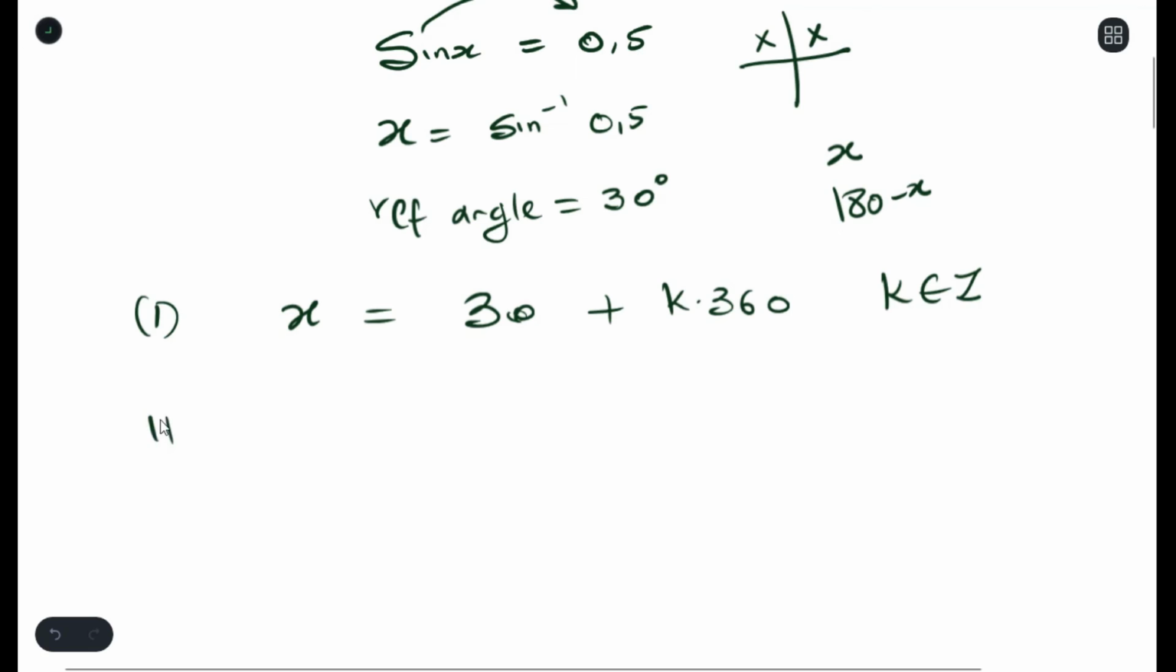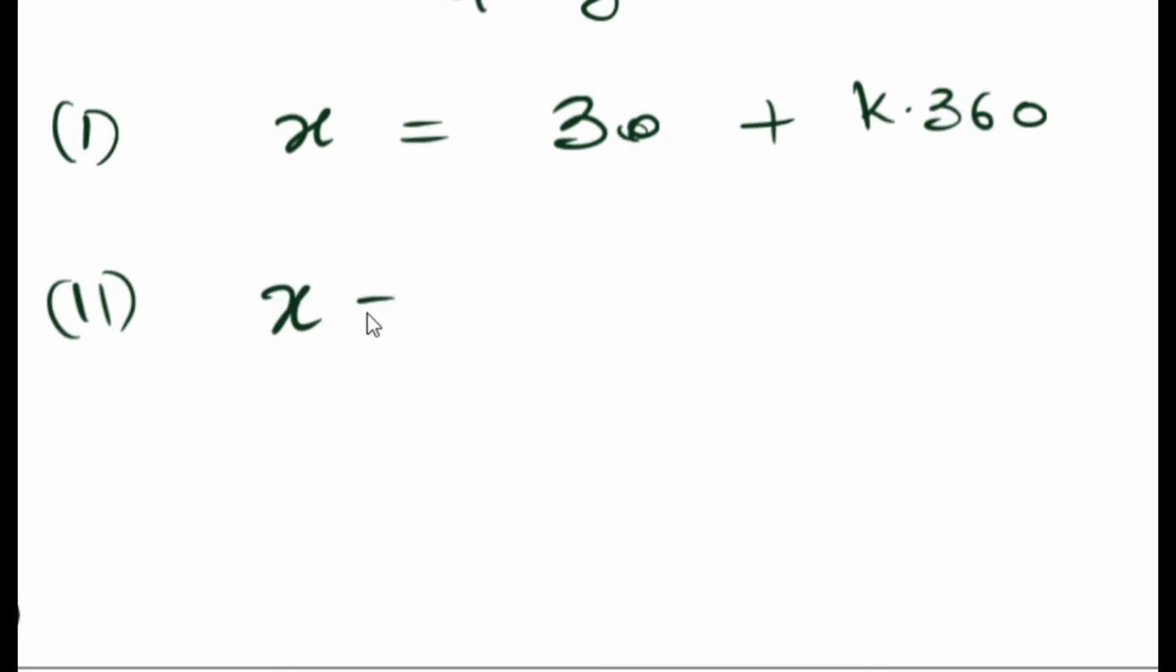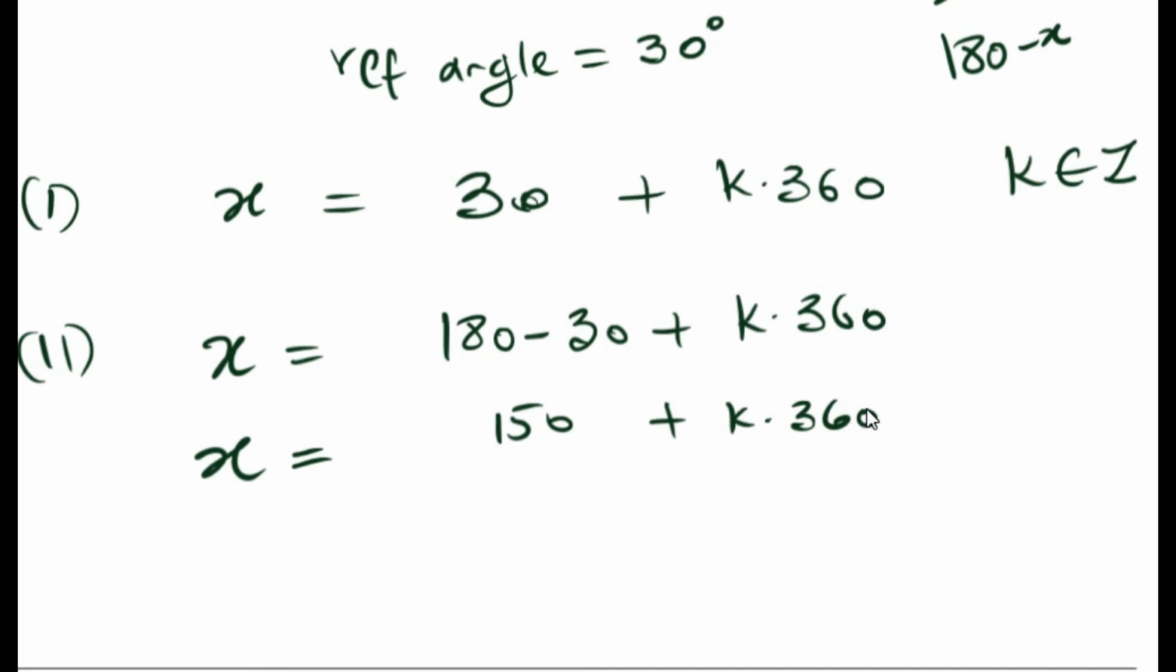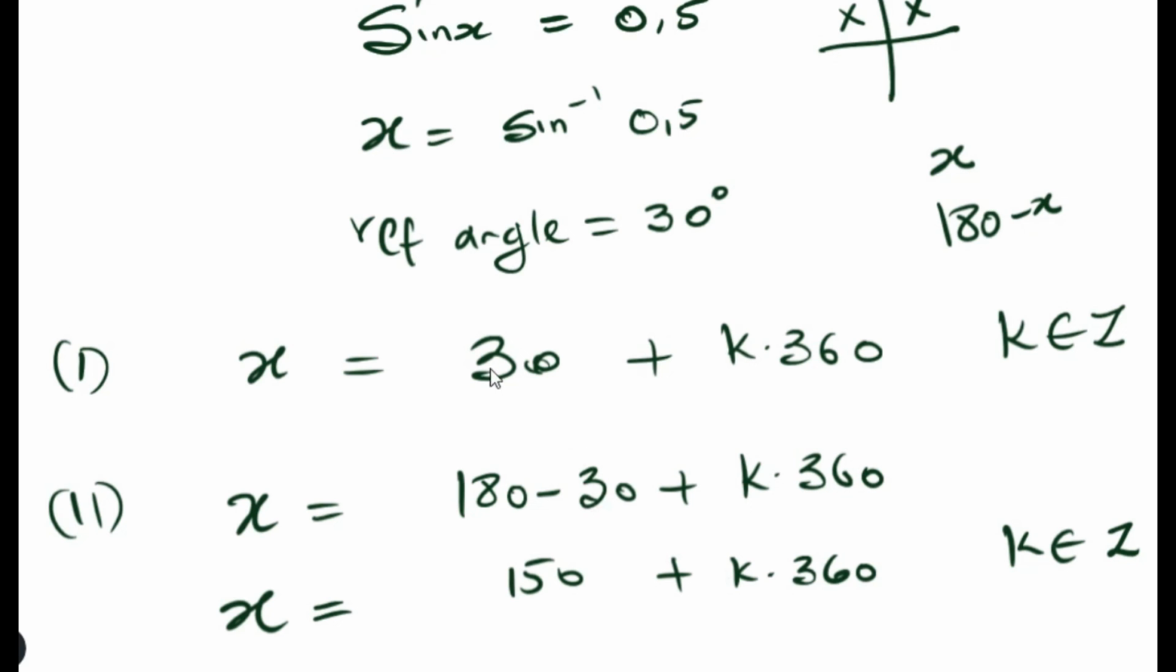Now for your second answer, we will also have x. You write the equation of your second quadrant. Then you try simplifying it. And don't forget to put k is an element of integers. Whenever you're working with general solutions or trig equations, you should always put k is an element of integers at the end of each step that you write. Our two answers are x is equals to 30 plus k360 and x is equals to 150 plus k360.